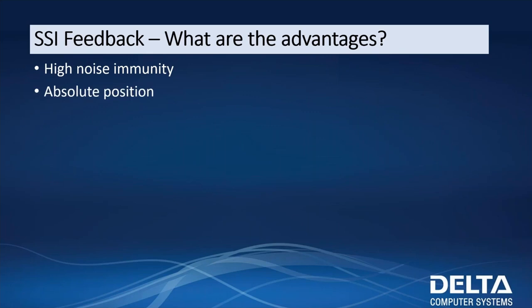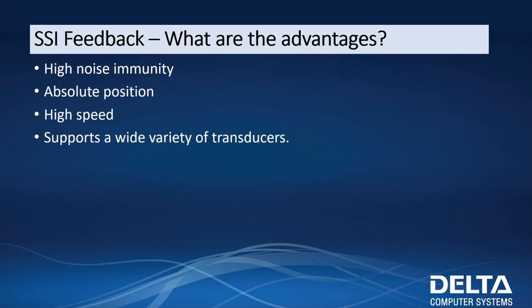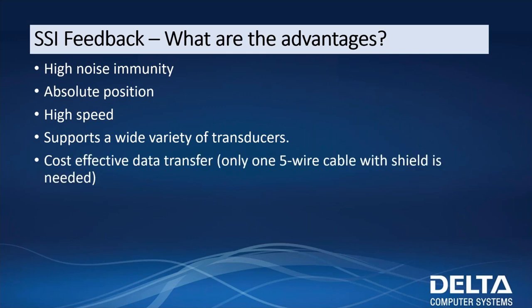Absolute position, you're always going to see the absolute position, so you don't need to worry about homing. Very high speed, supports a wide variety of transducers, right? If you need a linear transducer or a rotary transducer, it's usually an SSI option. And it's a very cost-effective way for data transfer. Only one 5-wire cable with a shield is needed.